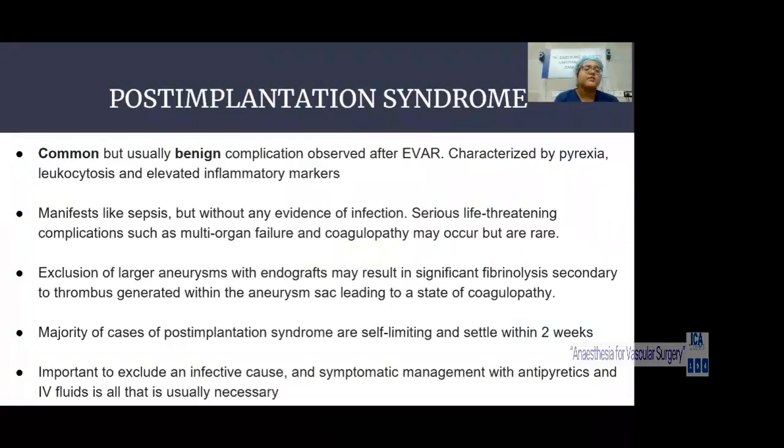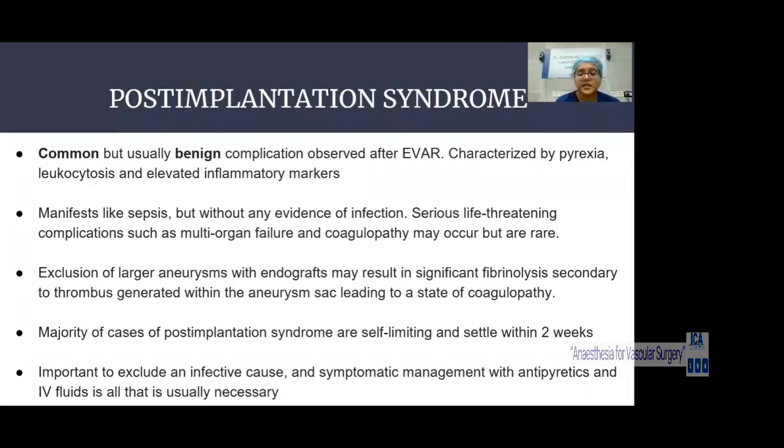Post-implantation syndrome is a very common and benign complication observed in endovascular repair. It is characterized by a sepsis-like picture without any evidence of infection, with pyrexia, leukocytosis, and elevated inflammatory markers. Serious life-threatening complications are possible, such as multi-organ failure and coagulopathy.